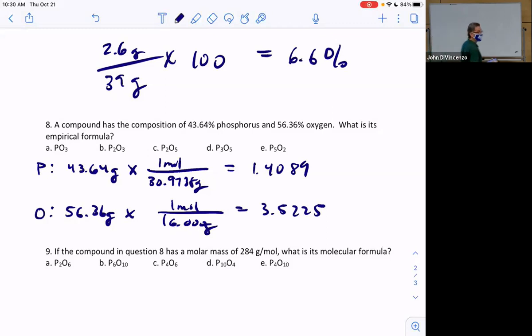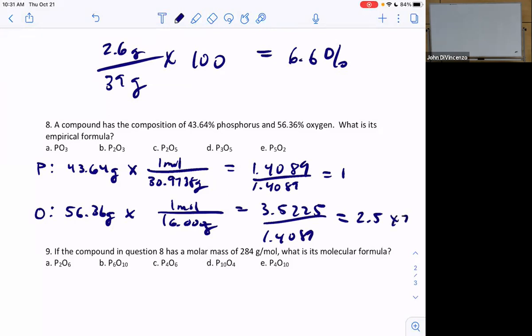Okay. Let's divide by the smallest. We need to answer the second one. If you're not doing these calculations in class, you should be. What do we get? 2.5. And that's nice. We can multiply to a whole number pretty easily, right? Times 2. So it's P2O5.